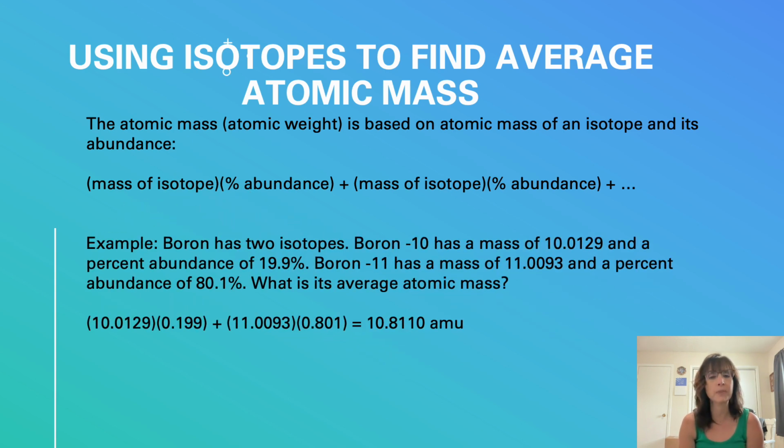Boron has two isotopes. Boron 10 has this mass, 10.0129, with a percent abundance of 19.9%. Boron 11 has that mass with a percentage of 80.1%. So you just plug this into the equation.